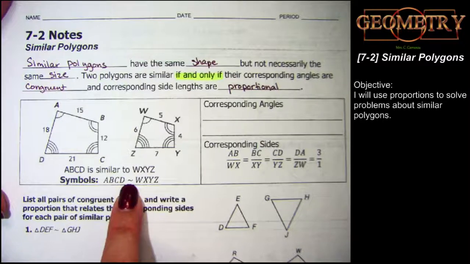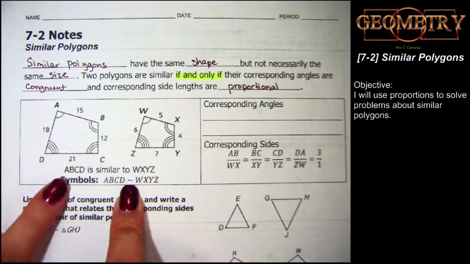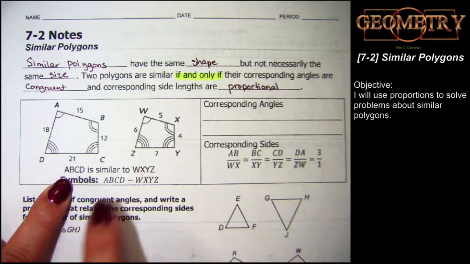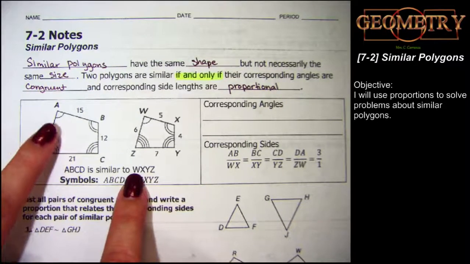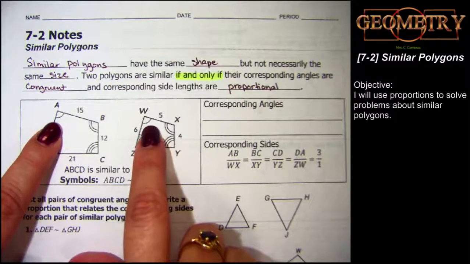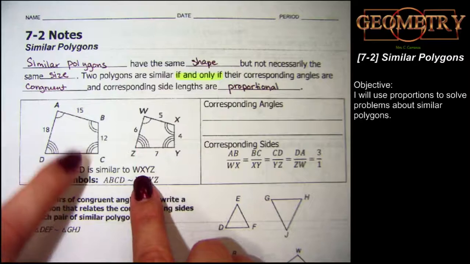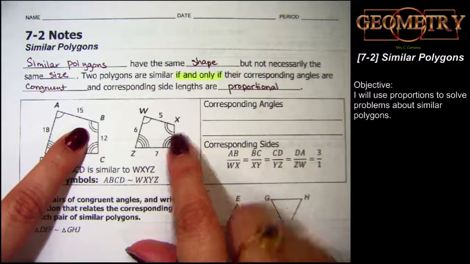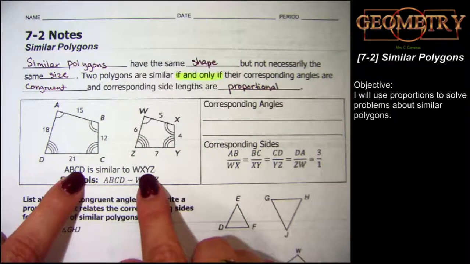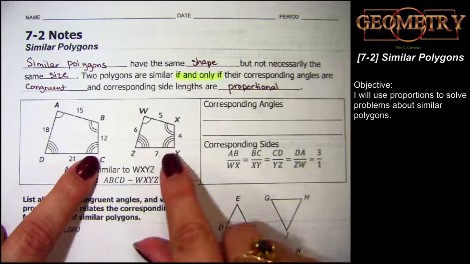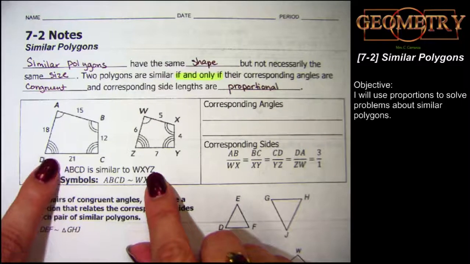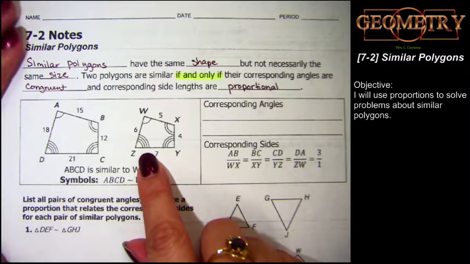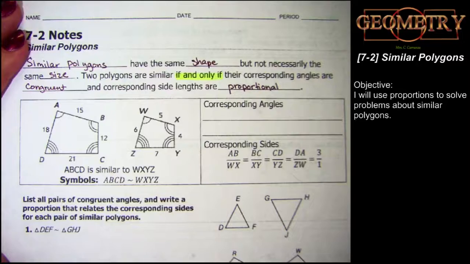Okay? So corresponding angles, we're going to be using the order of the name. A and W both come first, so those are corresponding angles, and so those are congruent. B and X would be congruent. C and Y are congruent. And D and Z are congruent. Okay, so we can list all those corresponding angles.